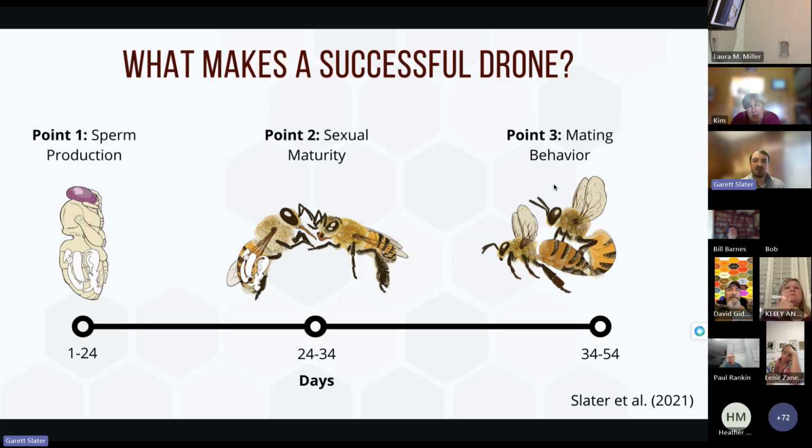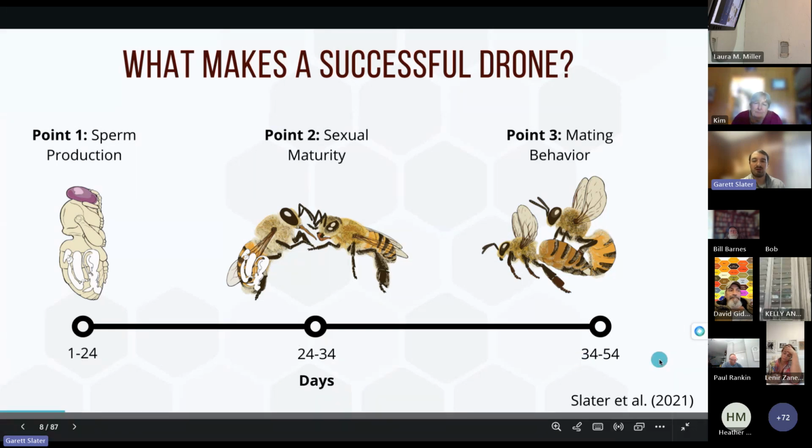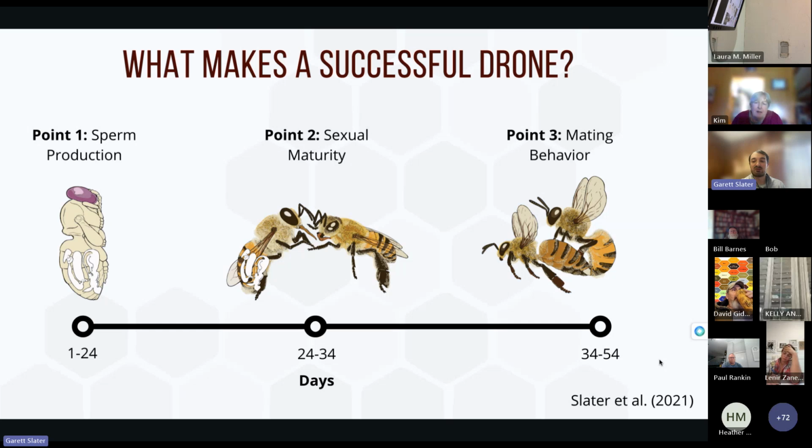mating with a queen. But what really makes a successful drone is these three major points: sperm production during development, sexual maturity during early adulthood, and then mating behavior once they reach maturity. This whole process takes somewhere between 34 to 54 days, versus a queen, whose entire lifespan is 2 to 4 years. So their lifespan is quite a bit shorter than queens.